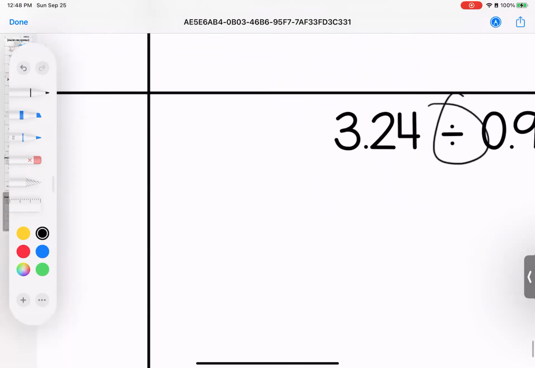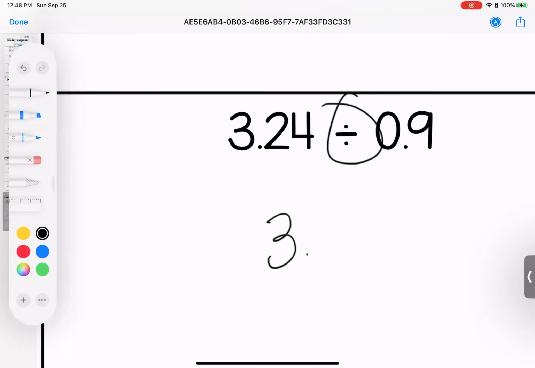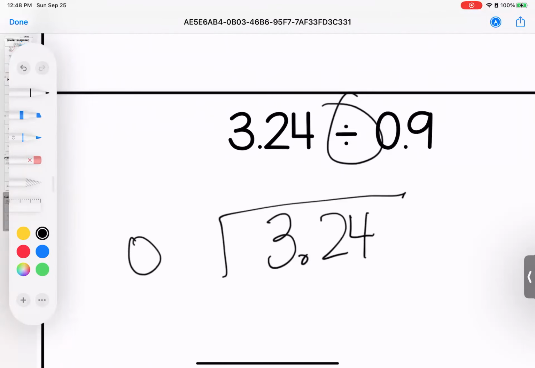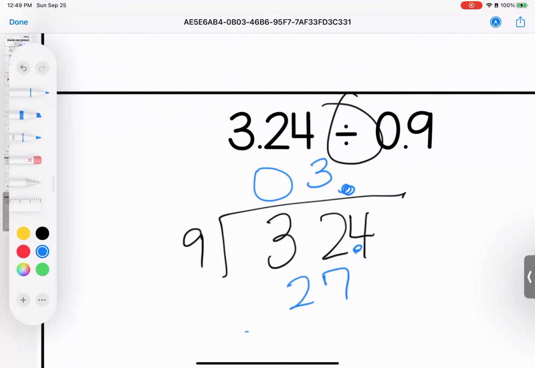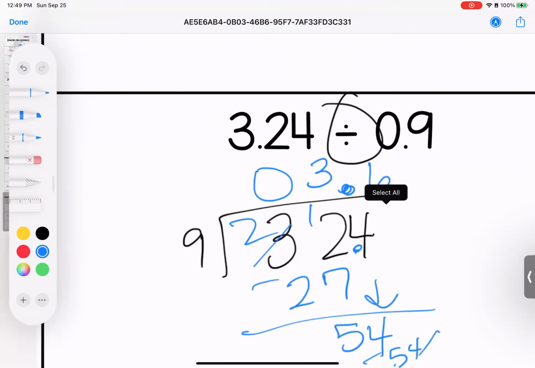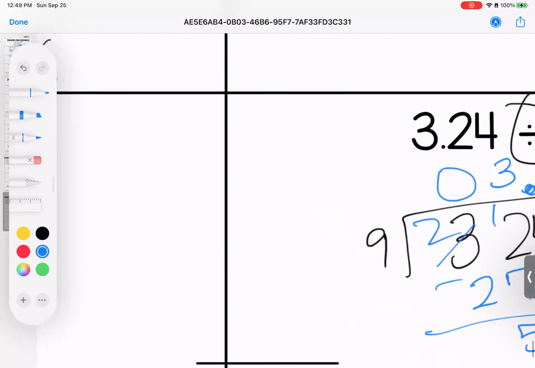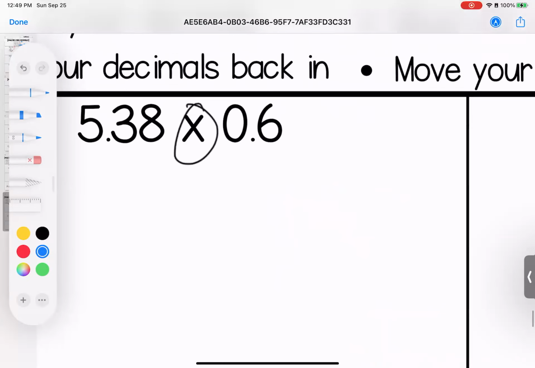And our last division question. 3 and 24 hundredths divided by 9 tenths, moving our decimal, erasing what we don't need. 9 does not go into 3, but it does go into 32 3 times. 9 times 3 is 27, which gives us 5, bring down. 9 goes into 54 6 times, which leaves us with 0. 3 and 6 tenths.